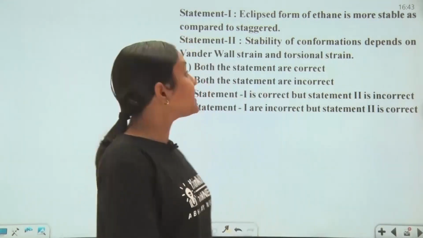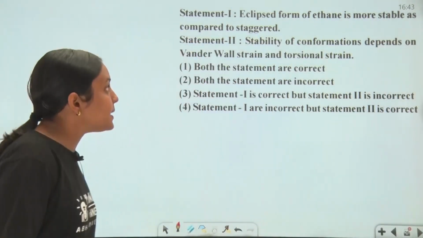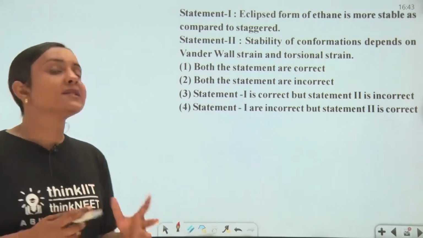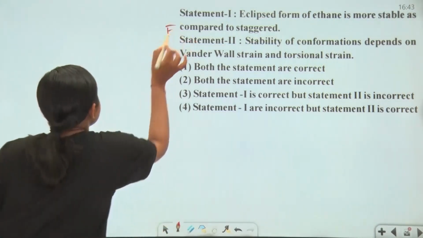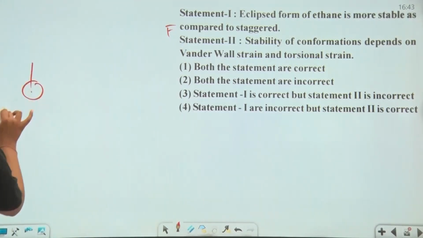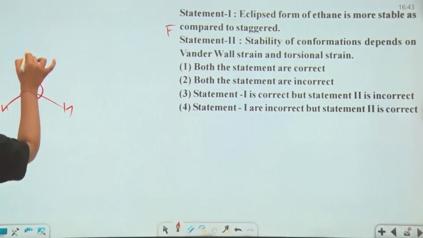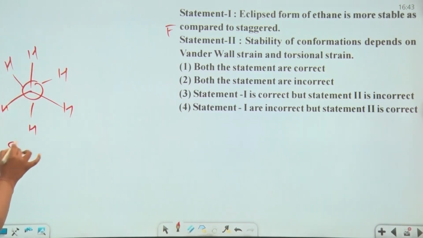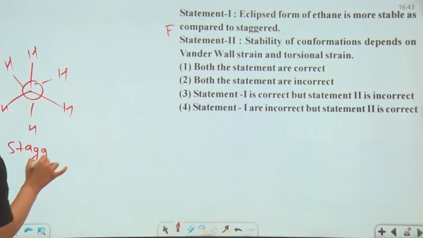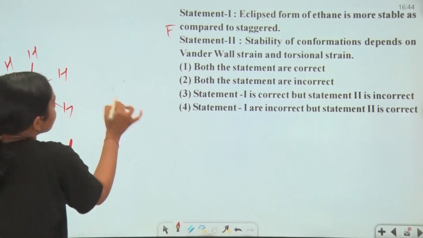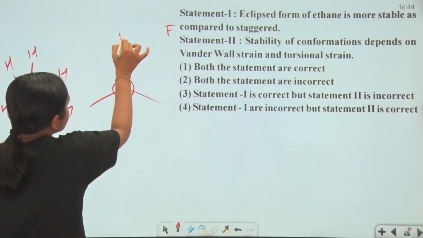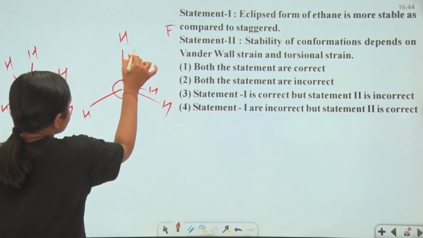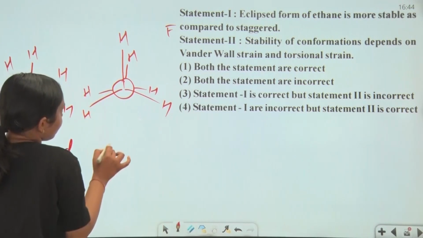Hello dear students, our next question is, statement 1 is eclipsed form of ethane is more stable as compared to staggered, right? So this is the false statement, student. Basically this is the staggered form of ethane and this is the eclipsed form of ethane.